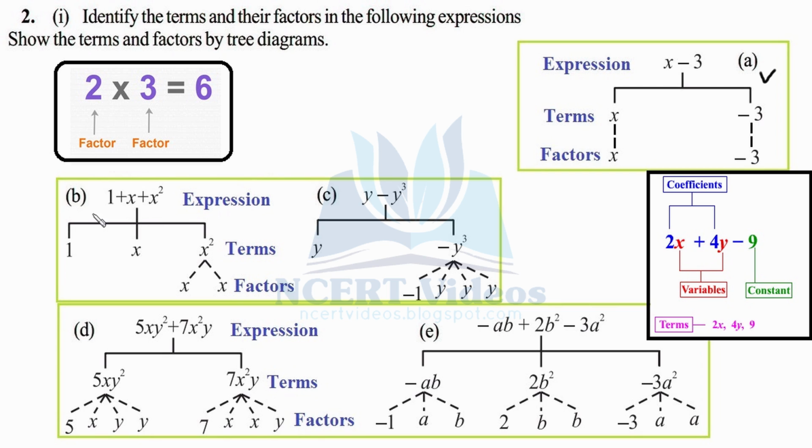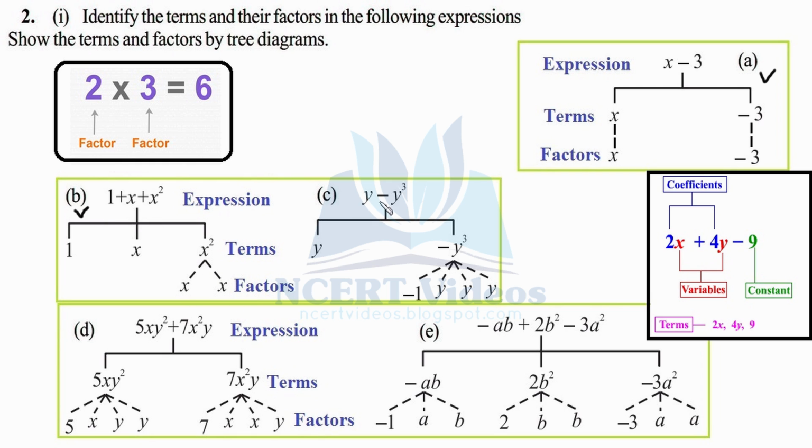That's A. Moving to B, we have 1 plus x squared. So it is an expression. And what are terms? Individual expressions that are added up. So here 1 is getting added to x, therefore x is another term, and x squared is another term. So in total we have 3 terms. And further, factors: here we have 1 as a factor, but in an algebraic expression we omit 1, we don't write it, it is understood. Here we have x, and here x squared means we are taking x 2 times, therefore x and x are factors.